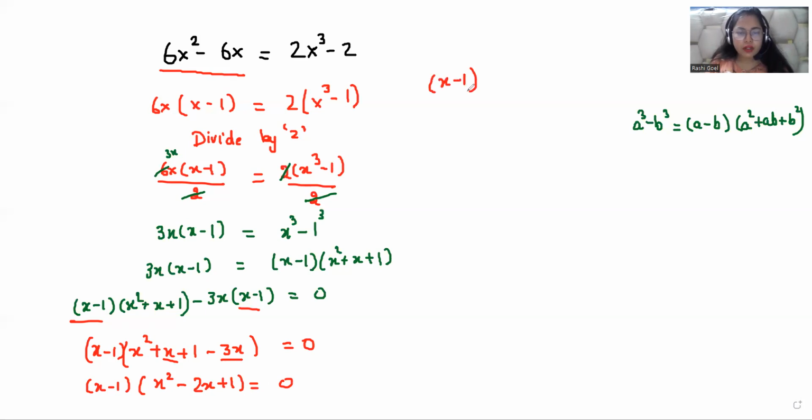Now in (x − 1), the second bracket looks like a quadratic equation, so we are applying the middle term split method. The middle term −2x, I can break as −x and −x, so x² − x − x + 1 is equal to 0. From the first two terms, I can take x as common. So what is left? x − 1. And from the next two, I take −1 as common, so x − 1 is equal to 0.